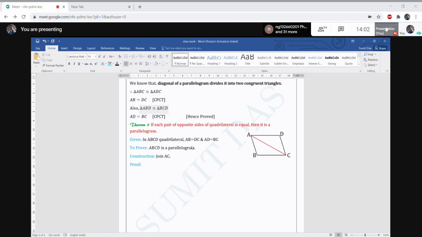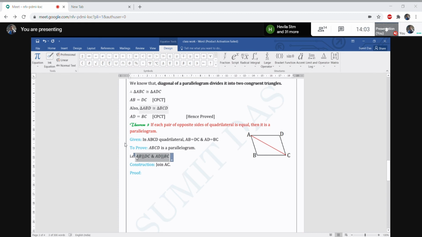When we want to prove that ABCD is a parallelogram, we have to go to the definition. In the definition, I told that in a quadrilateral in which opposite sides are parallel, then we will call this a parallelogram. So to prove ABCD is a parallelogram, we have to prove AB parallel to DC and AD parallel to BC. These things we have to prove.